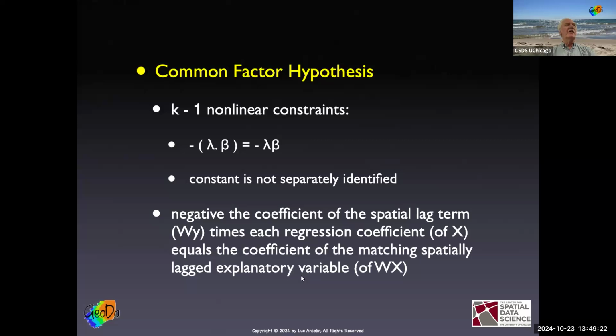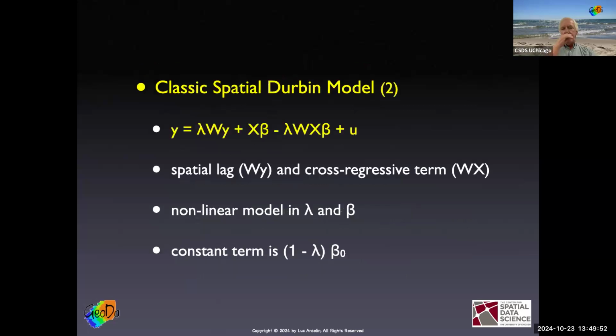So this is written out in long form. The negative of the coefficient of the spatial lag term times each regression coefficient of x equals the coefficient of the matching spatially lagged explanatory variable. And you can test this, and we'll see later we're going to test this. So this lambda times beta. This is the product of the individual ones. It's confusing because these are all different parameters, but this constraint needs to hold. So the product of this lambda times each beta has to equal whatever the matching coefficient is of Wx.